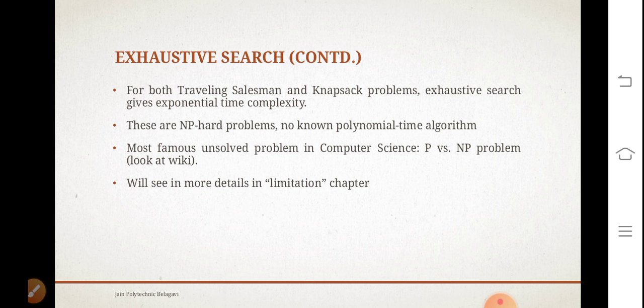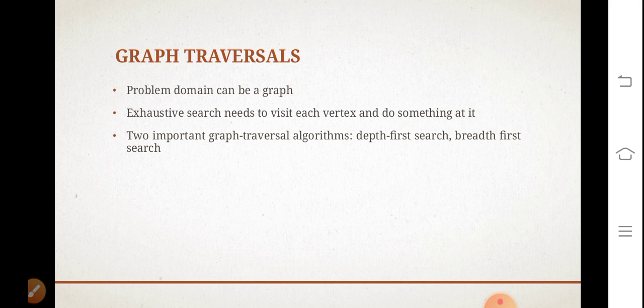In the future. Now, about graph traversals: the problem domain can be a graph. Exhaustive search needs to visit each vertex and do something at it. There are two important graph traversal algorithms, depth first search and breadth first search. We already learned what depth first search is, so here we are going to learn what breadth first search is, as well as the differences between these two, DFS and BFS.